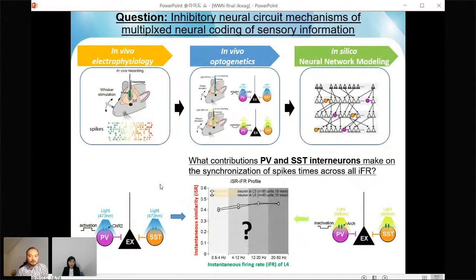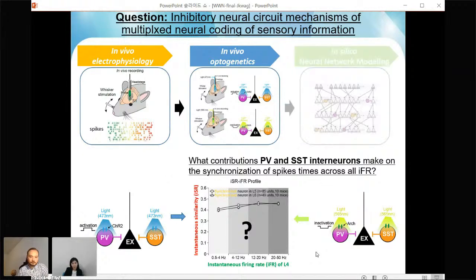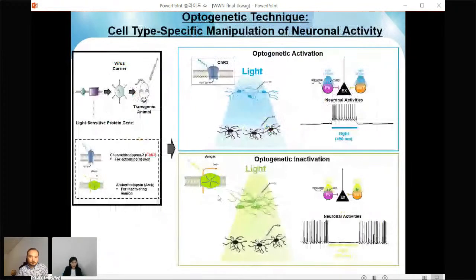So now we wanted to see the contributions of PV and SST interneurons in generating these synchronized spike times over different frequency ranges. In order to do that, we use optogenetic manipulation methods to perturb the network, to bias the network to have more PV activation or less, and similar for SST.